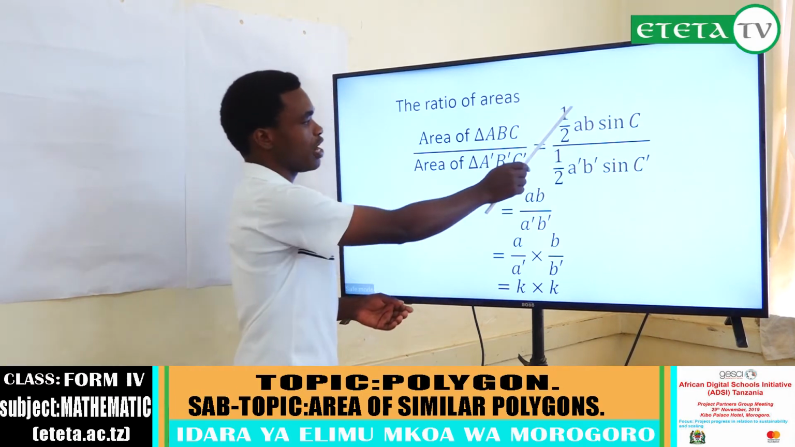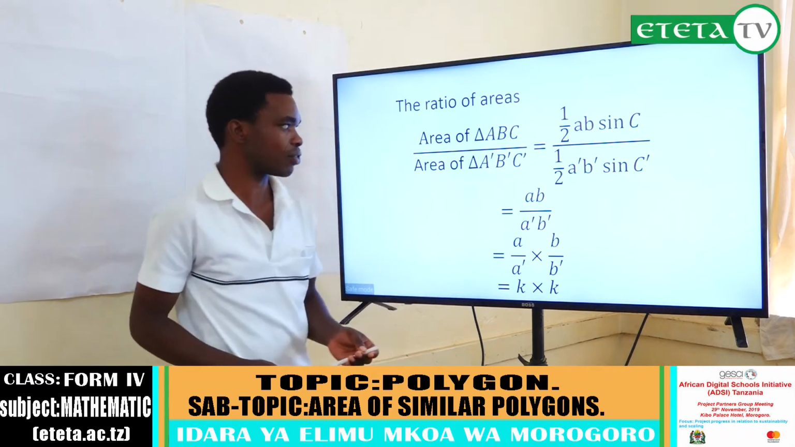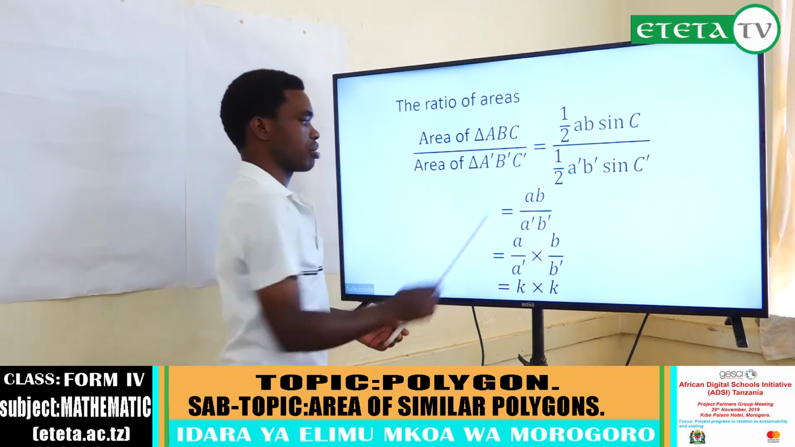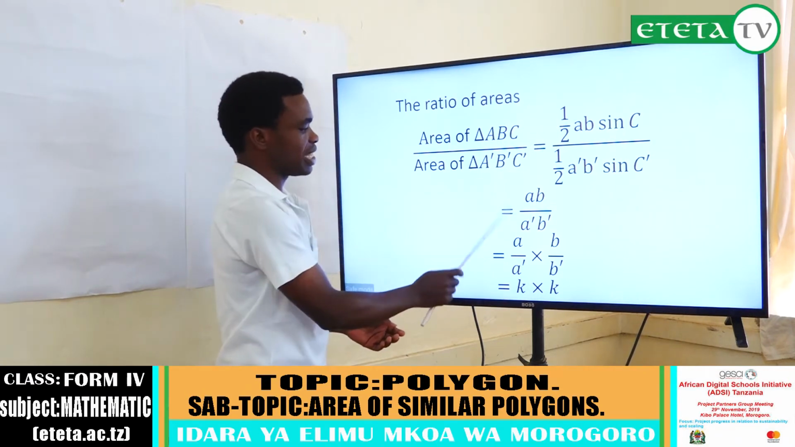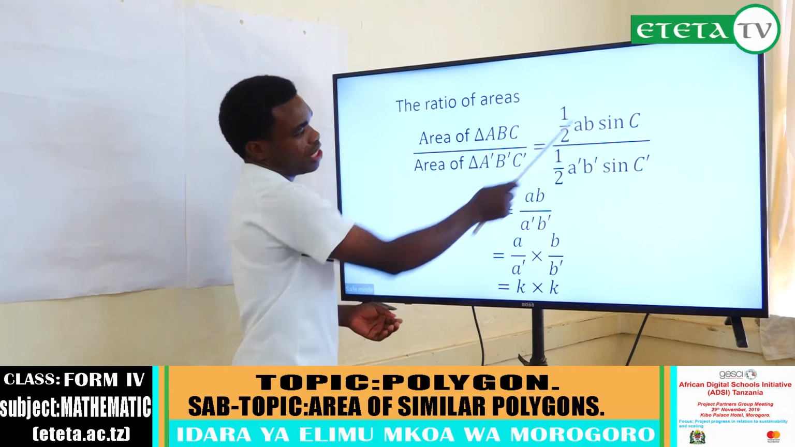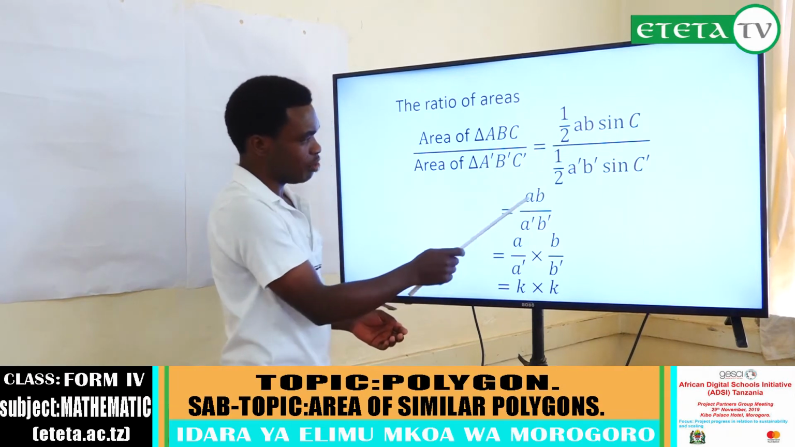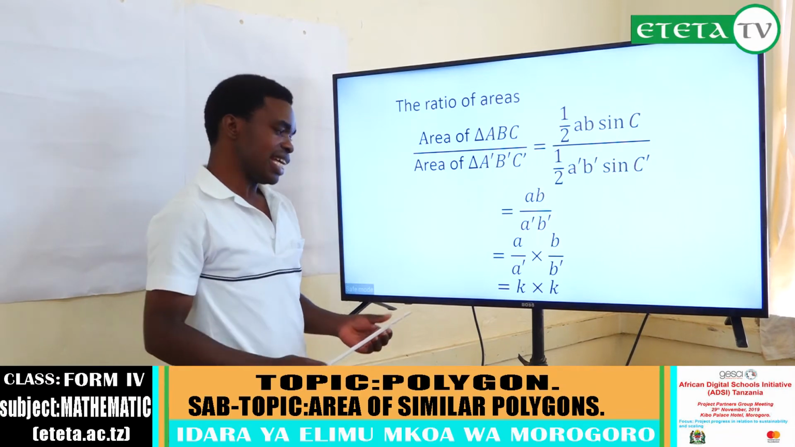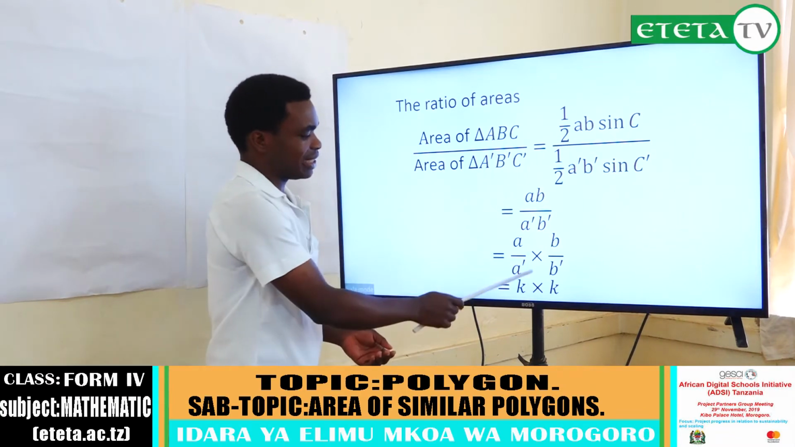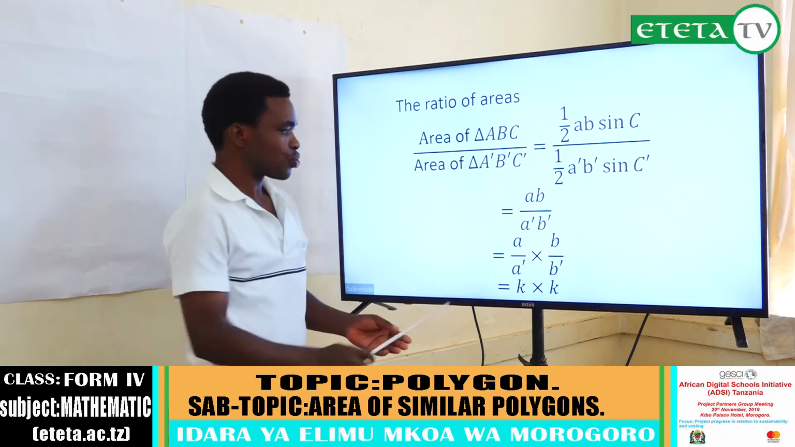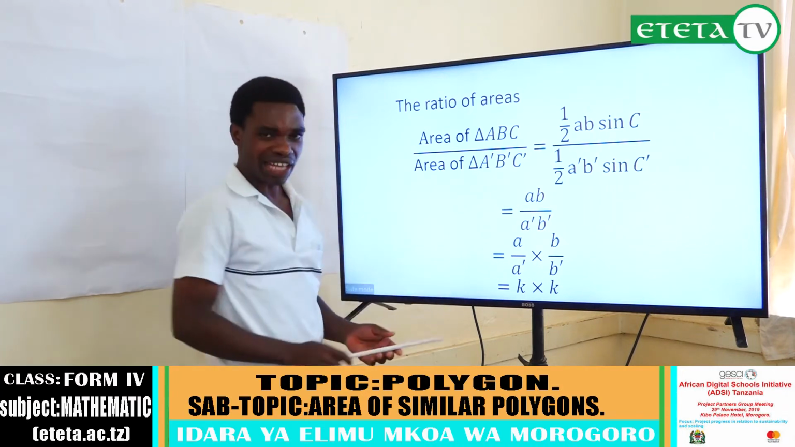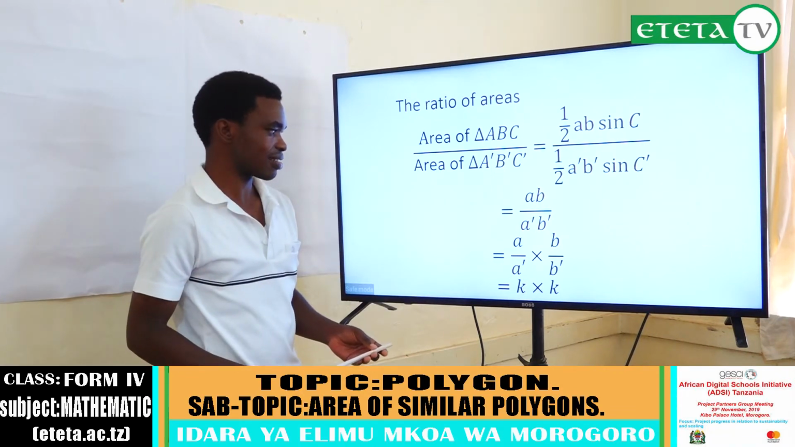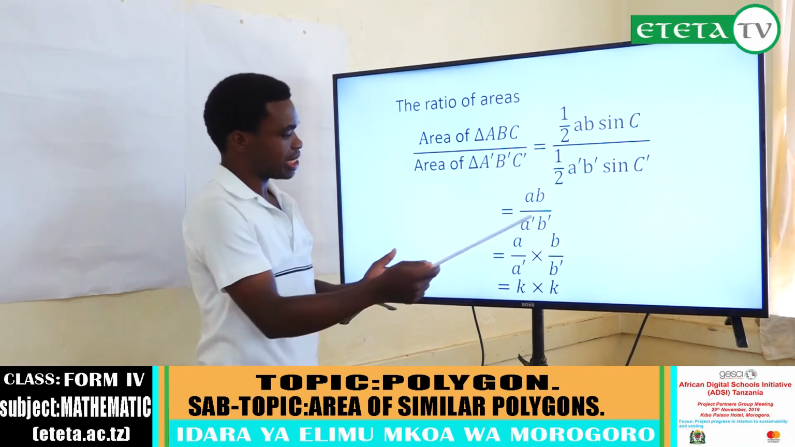And again, we have the half here and the half there. Since we are dividing, they are also cancelled. Therefore, it will be the same as AB on the numerator and A dash B dash on the denominator. This can be separated in this way: A over A dash times B over B dash.